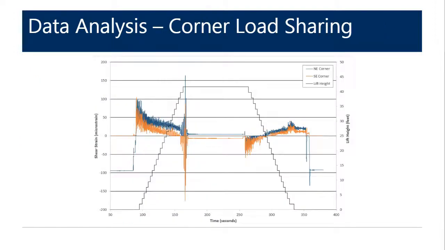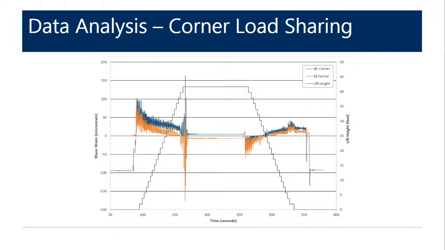One case study that I want to highlight is corner load sharing. Here we have a tower drive vertical lift bridge where the loads in the north corner and south corner during opening were not equal. In other words, you can see the blue line is carrying more strain than the orange trace. Now, that could also be indicative of transverse imbalance. In other words, if you had a corner that was heavier, maybe the northeast corner is heavier than the southeast corner.